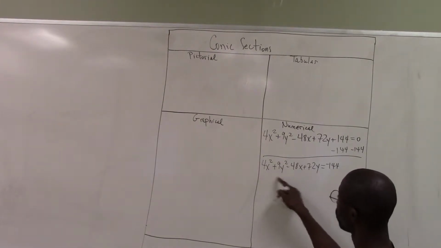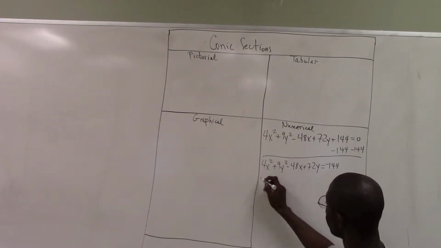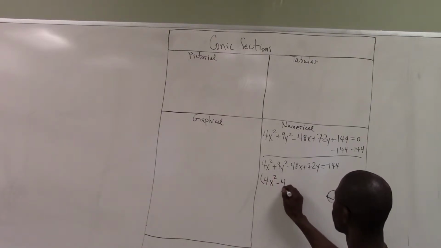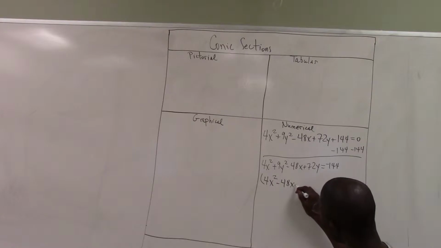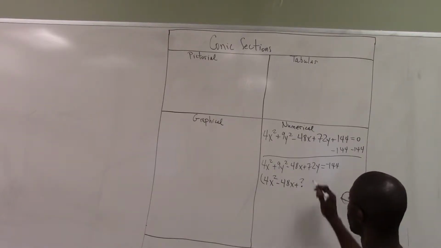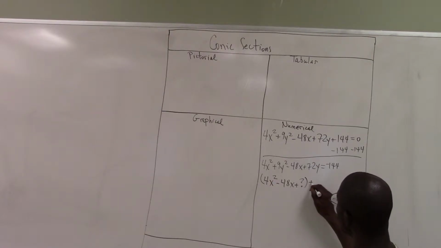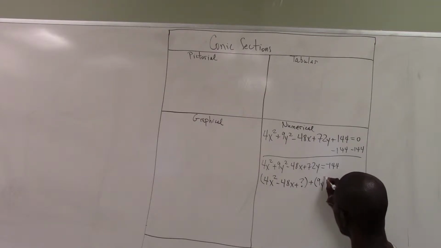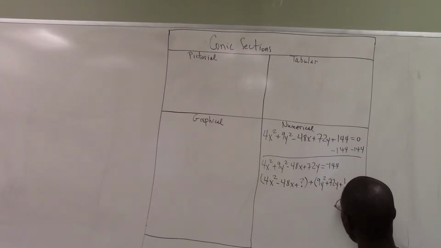I want to group terms that have the same variable. And I'll do that in parentheses. So this is 4x squared minus 48x. And then I have an unknown holder here. I'm going to use a question mark to save that. And then I have plus, in parentheses, the terms that have y's. 9y squared plus 72y. And then another placeholder, identified by an exclamation point, equals negative 144.